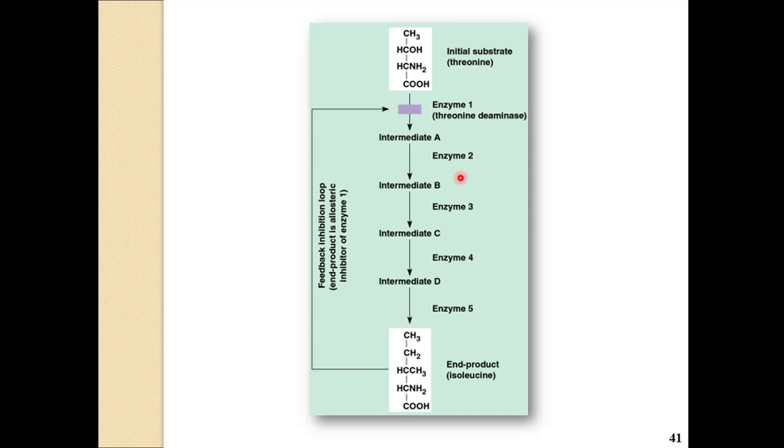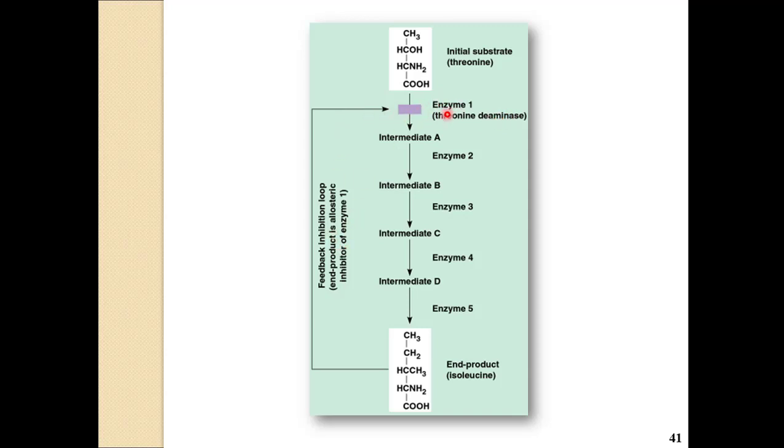All right. Now, how do we turn this system off if we have enough isoleucine created? Well, it turns out that the way your body does this, it'll take the end product, which is isoleucine. This will circulate back around, and it will actually turn off the first enzyme. So threonine deaminase is sensitive to isoleucine. So isoleucine may block its active site. It might bind to threonine deaminase in such a way that it is allosterically turning it off, but in some way it's going to inhibit this enzyme.